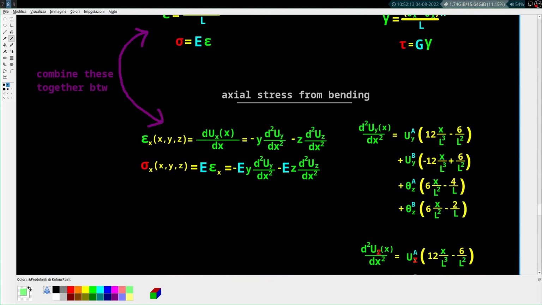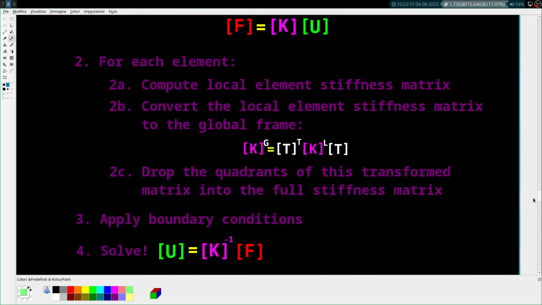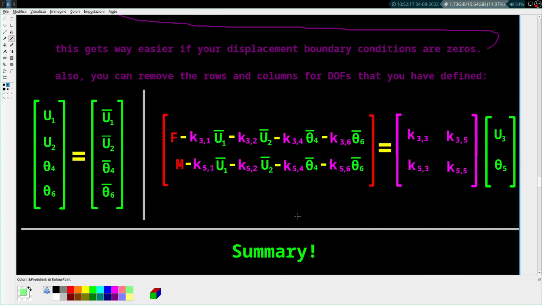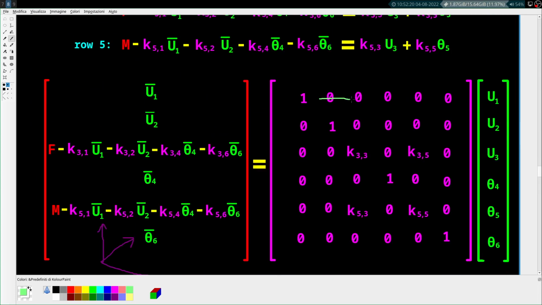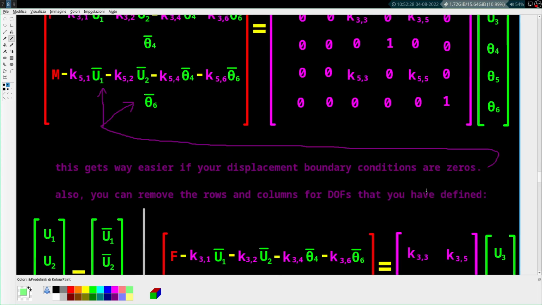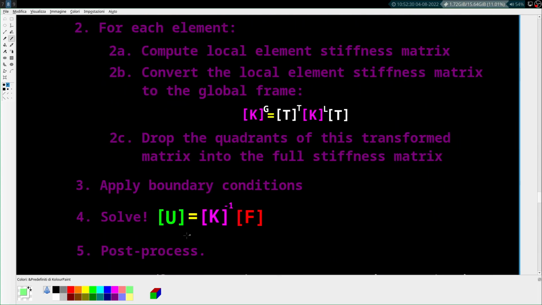Then what you do is you apply the boundary conditions. That's this stuff here. Again, it's super easy. You're just literally crossing out rows and columns of your matrix that you just spent so long to make. You just cross out all this garbage. You put ones and zeros everywhere. And then you solve the system.